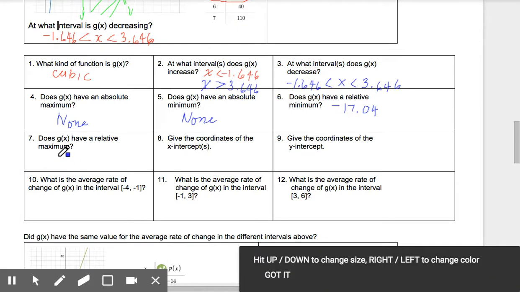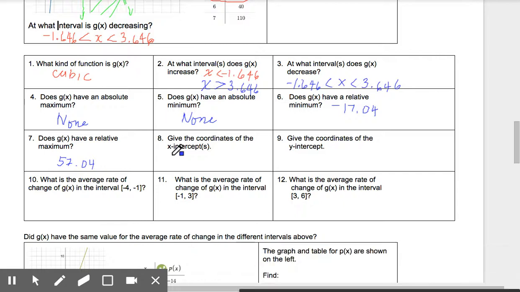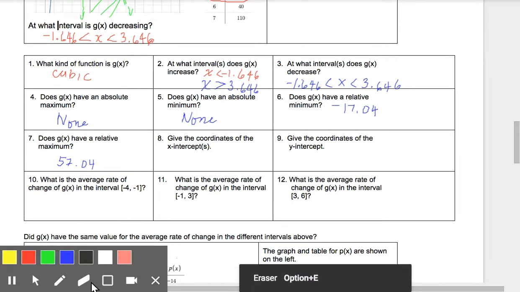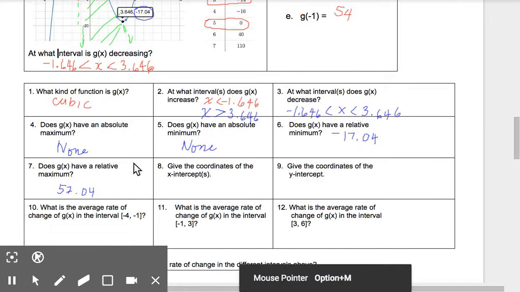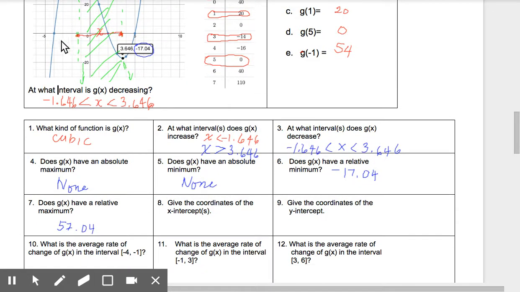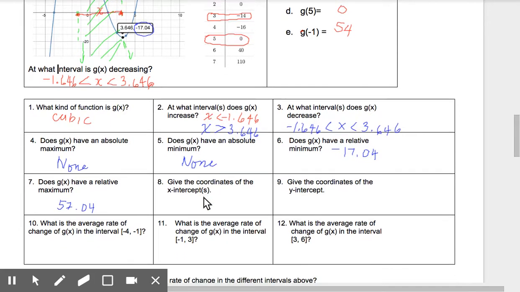Relative maximum is 57.04. Give the coordinates of the x-intercepts. So x-intercepts, it's at (-4, 0), (2, 0), and (5, 0).